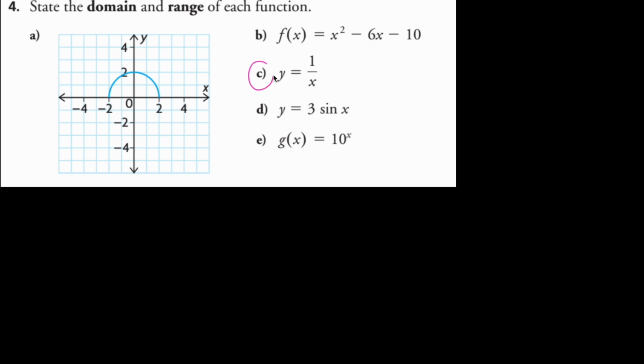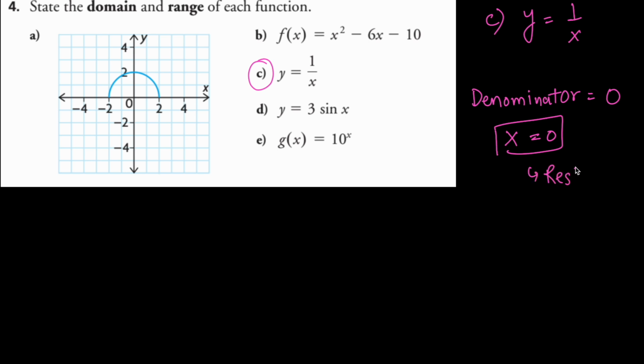Now let's jump to question number C. Part C says y is equal to 1 over x. I told you the only restriction that we have on the function is the denominator. So to find the restriction, what do we do? We put our denominator equal to 0, and we try to find the value of whatever variable we have in the denominator. So denominator equals 0, the denominator is x, so x equals 0. That means this is my restriction. That means my function is not defined when x becomes 0. Also, we know that 1 over 0 is undefined, right? So that is the only restriction that we have.